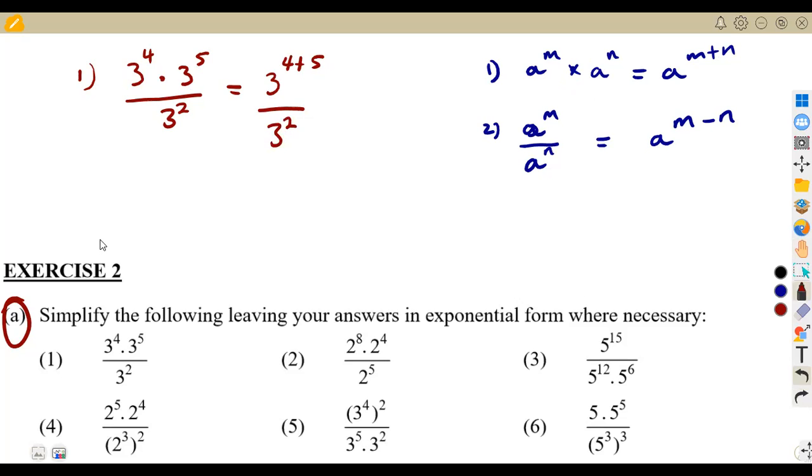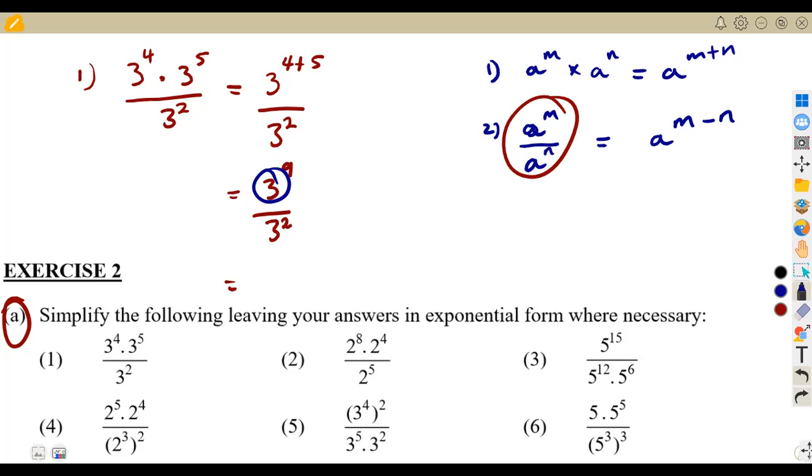I'm going to explain how to combine them at once. Everything over 3 to the exponent of 2. So here on top, we're going to have 3 to the exponent of 4 plus 5, which is 9, over 3 to the exponent of 2. We can subtract now because we are dividing. We are back to the division part. Are the bases the same? Yes, they are. We've got 3 and 3.